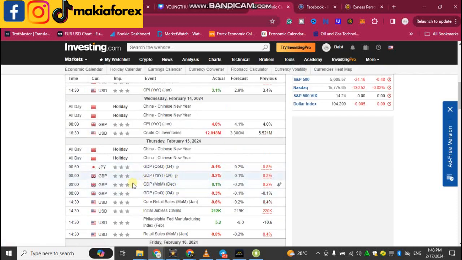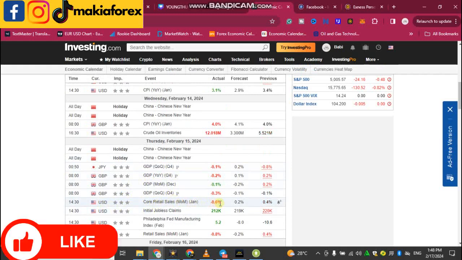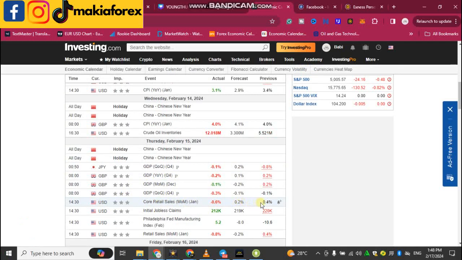So as you can see, on Thursday we had core retail sales being released. In the afternoon, you can see that the core retail sales was minus 0.6 compared to 0.2. That was the forecast, and the previous was much better. The initial jobless claim was good. We can clearly see that we have 212k, compared to the 211.9k that was forecasted.